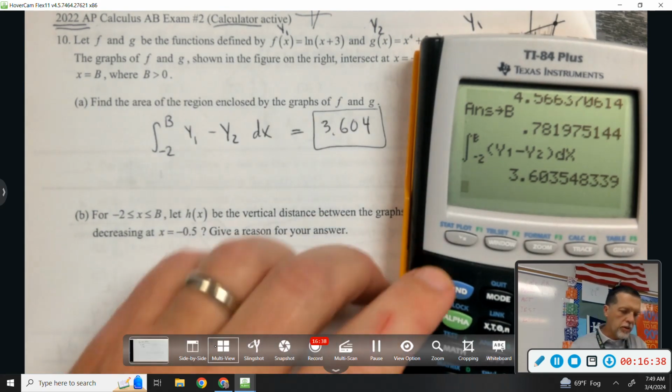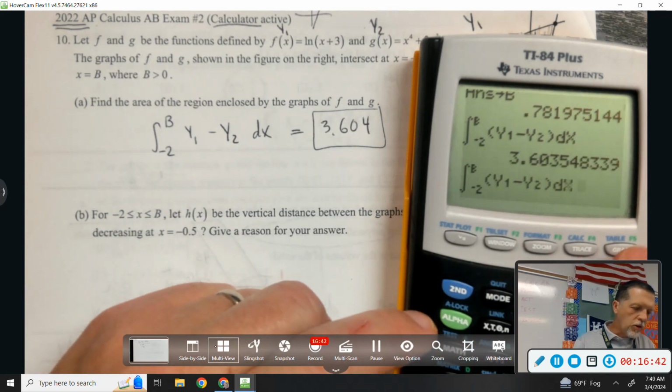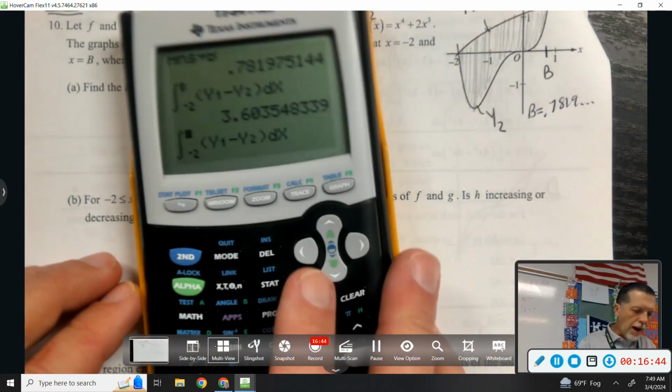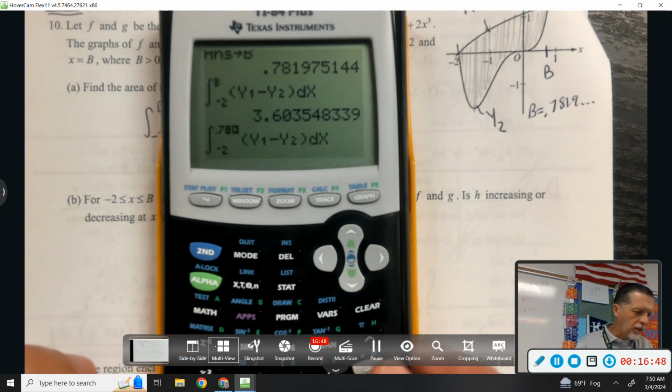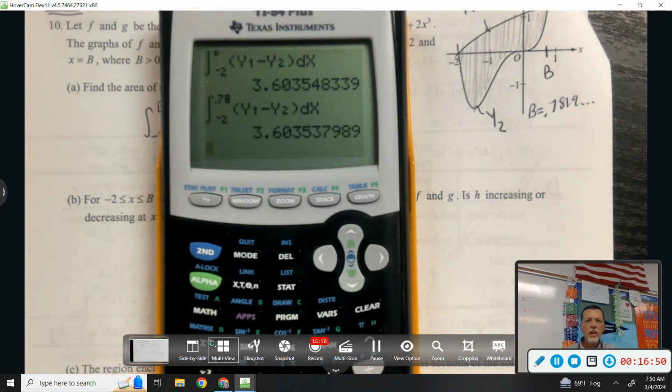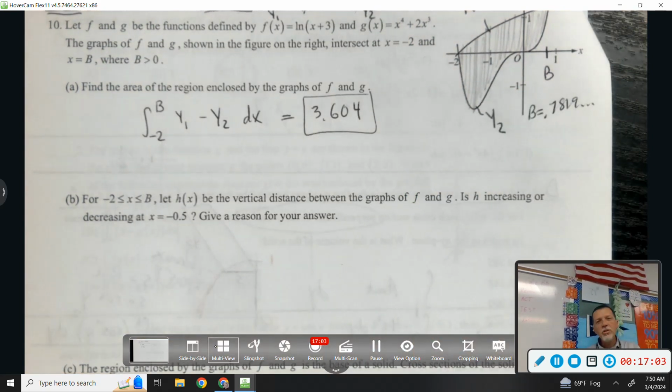Please remember to use the store feature, because if you round it, you might not get exactly the right answer. So let's just say I did 0.78. See how close we get. That was close enough. That would have worked. But you don't want to risk that, because maybe it's close enough, maybe it's not. So use the store feature to make sure you get the most accurate answer possible.